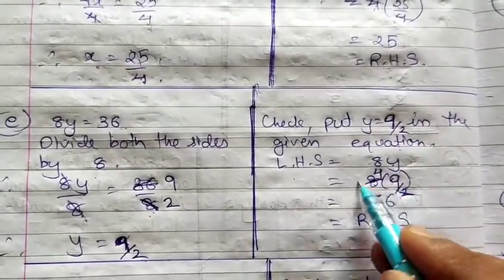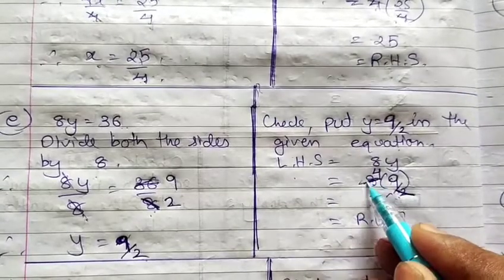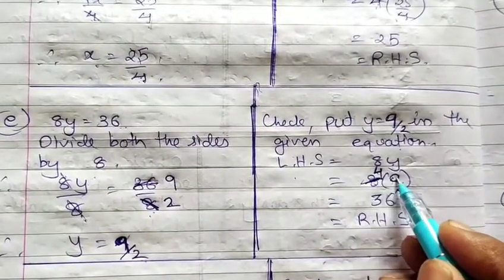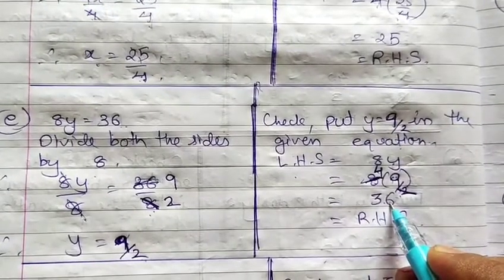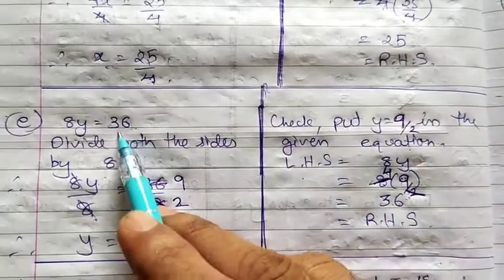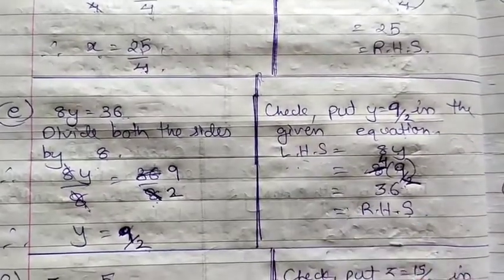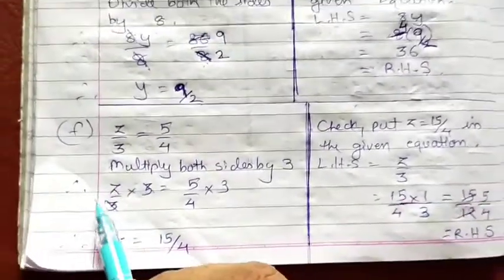Now if it is possible to cancel it. Say 2 4s are 8. Now what is left? 4 9s are 36. See in your right hand side in the question whether 36 is there. Yes, it is there. So write down equals to RHS. So we can say the solution is correct. LHS equals to RHS.